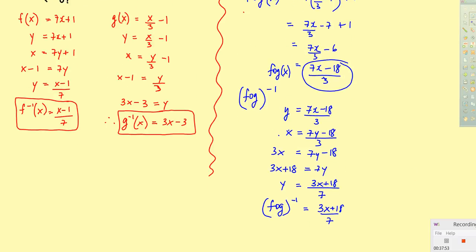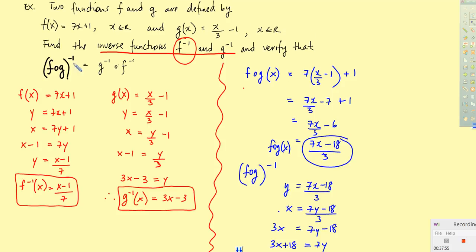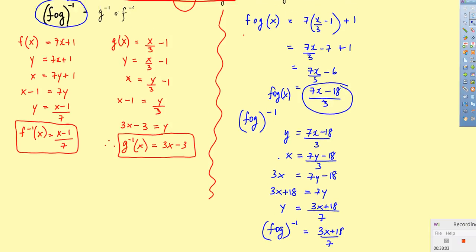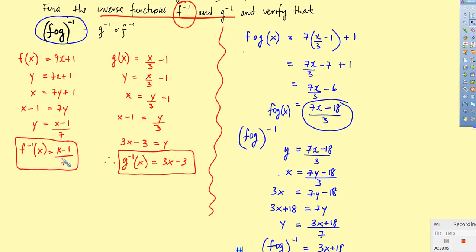Now, I've taken care of this part here. I've done f of g of inverse. Now, I'm going to do g inverse of f inverse. So what does that mean? I'm going to take the f inverse, which we found originally here, and I'm going to replace it inside of g. So wherever I have an x in g inverse x, I'm going to replace it with x minus 1 over 7. So that's going to go in here.